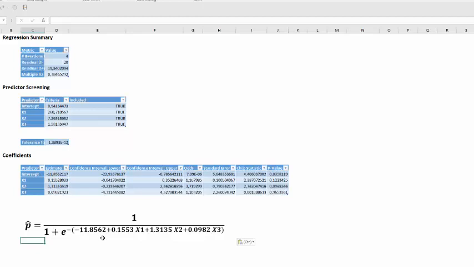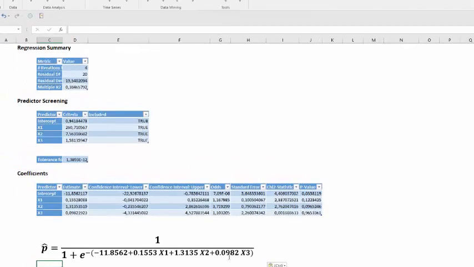I only kept 4 decimals. So it is minus 11.8562 plus 0.1553x1, plus 1.3135x2, plus 0.0982x3. This table of coefficients also tells me the p-value, the significance of each coefficient. It is possible that some coefficients are not significant, but they will be useful to the classification.